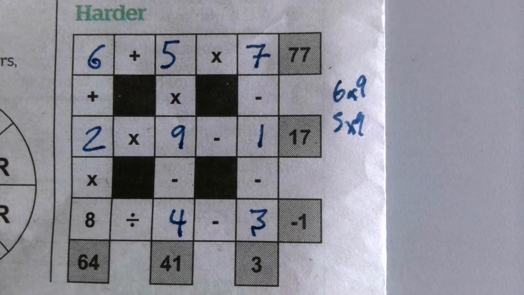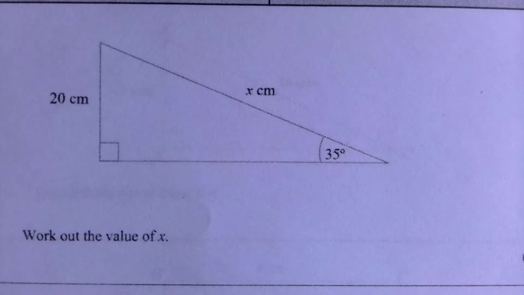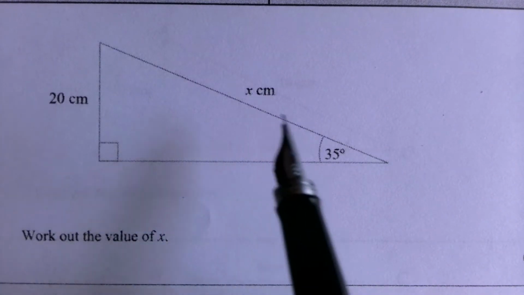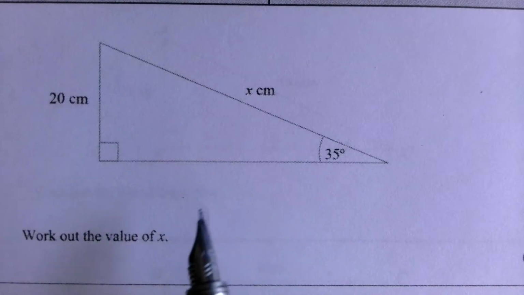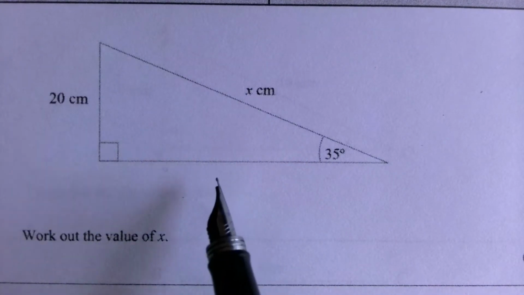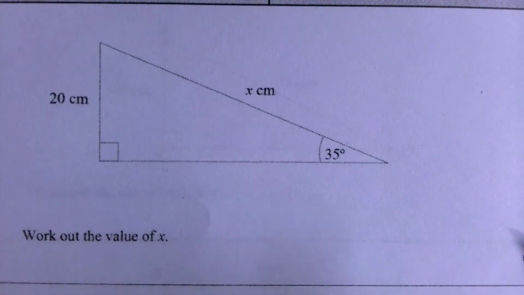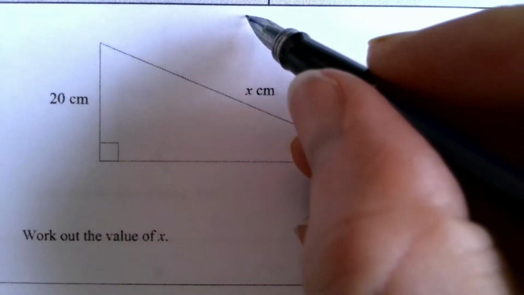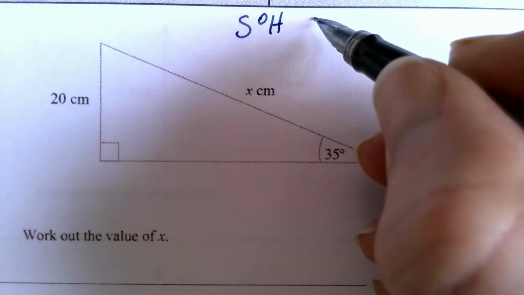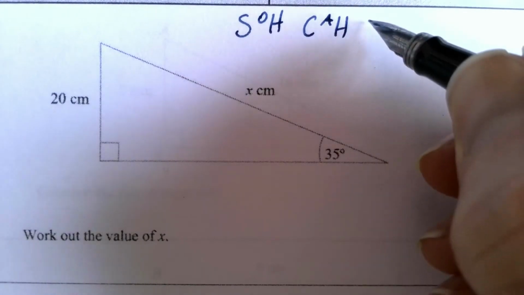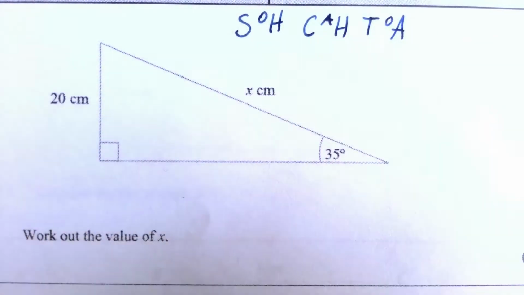Right, time to move on to some good old trigonometry. Now, whenever you're dealing with trigonometry, you know it's trigonometry if it's a right angled triangle and angles are involved as well as sides. If it's just you've got 2 sides and you want to know a third, you can use Pythagoras.